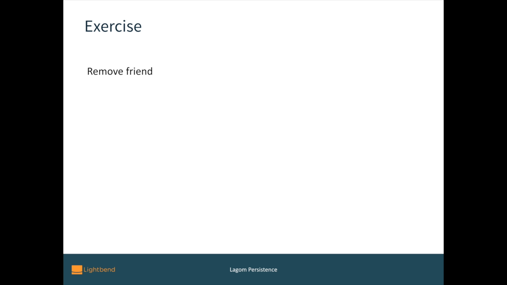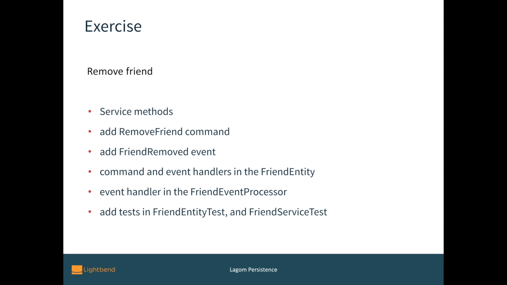One missing piece of functionality in the Sherpa sample is that it is not possible to remove friends. For example, Alice wants to remove the friend association with Bob. That is an excellent exercise for you to complete. Download the Sherpa sample and give it a try. You need to do the following tasks.